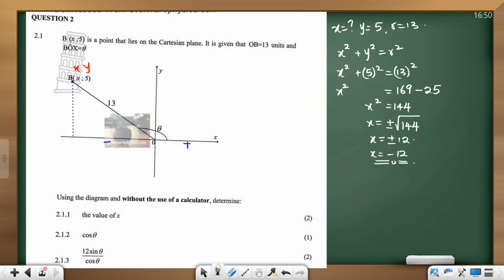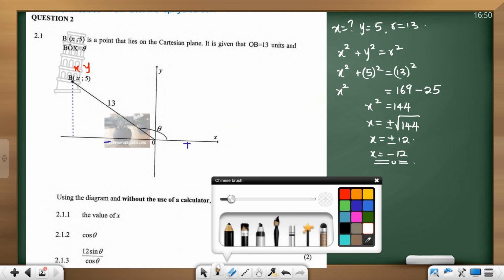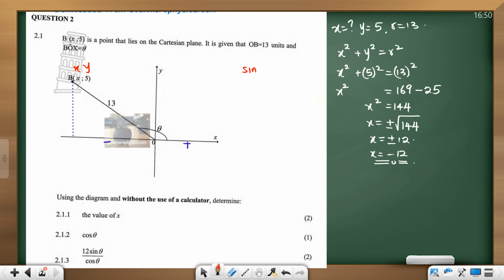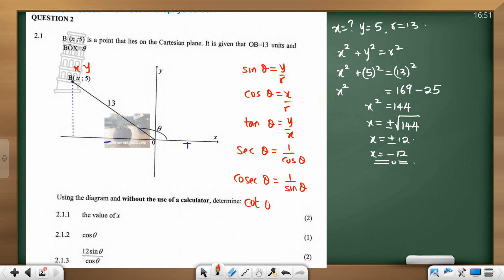All right, I'm done. Now, the next thing you need to remember, my good learners, is this. Sine theta is y over r. This is so important. It's going to assist you. And tan theta is y over x. Sec theta is 1 over cos theta. Cosec theta is 1 over sine theta. And cot theta is 1 over tan theta.